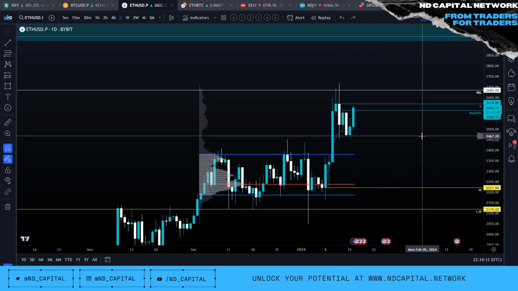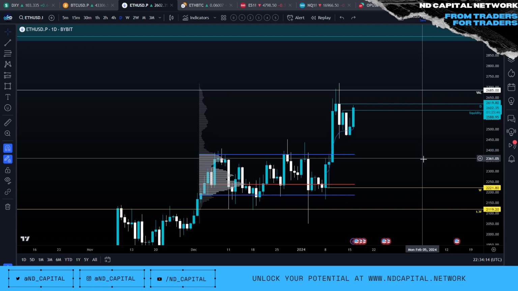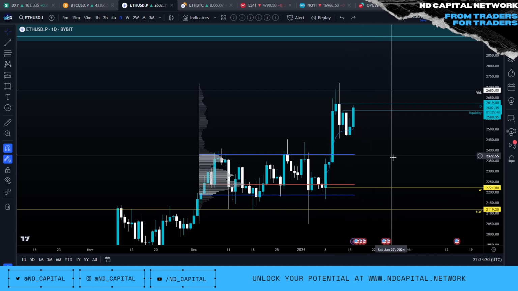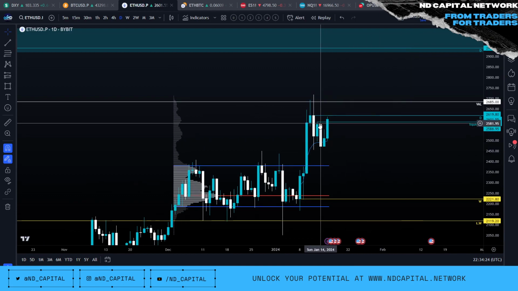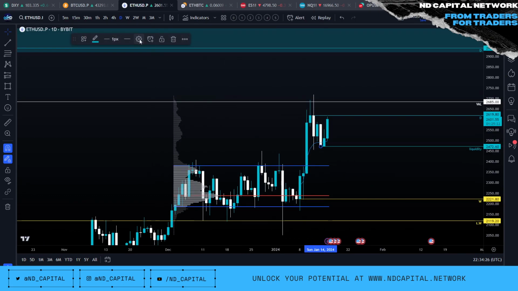What's going to be a sign of weakness? What is going to invalidate this whole scenario? In my opinion, invalidation will be coming back below $2,350. If you come below this level, look for Ethereum to have a failed auction down to 1,910. Simple as that, guys. I like to look at the market in a very simple way.